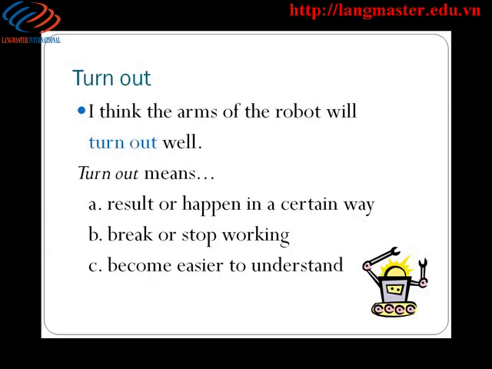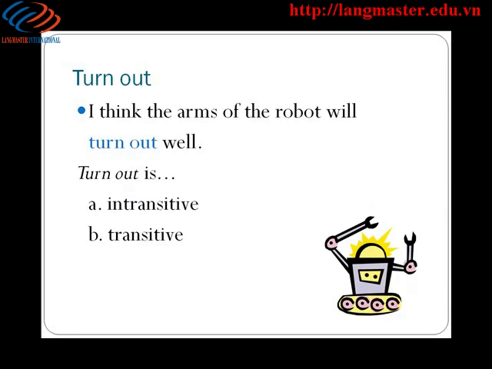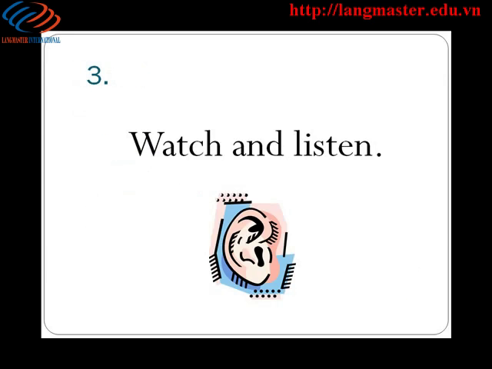What does turn out mean? A. Result or happen in a certain way. B. Break or stop working. C. Become easier to understand. The answer? A. Look at the statement again. Is turn out intransitive or transitive? There is no object. Turn out is intransitive. 3. Watch and listen.